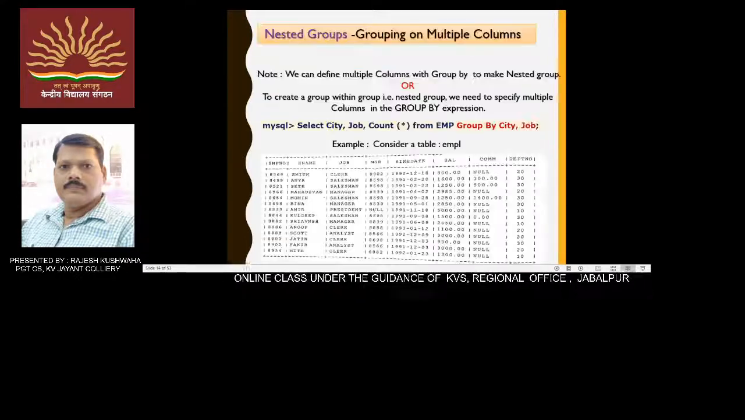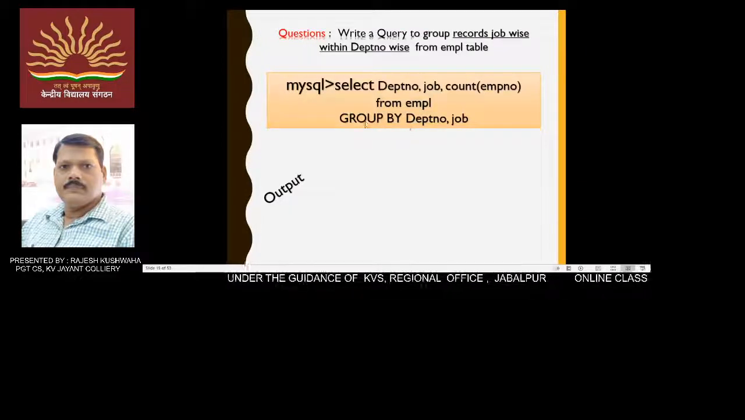This is a query. Firstly, the group has to be prepared according to this query. According to this query, firstly the grouping will be done on the department number, and then the records job will be displayed. You see, it will count the number of employees also. Here in this question, first understand the question very nicely. We have to write a query to group records job wise within department wise.